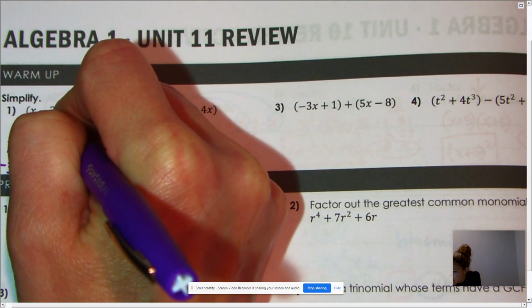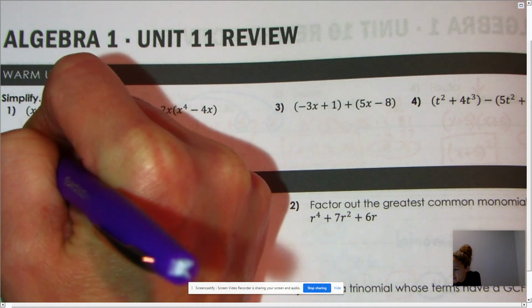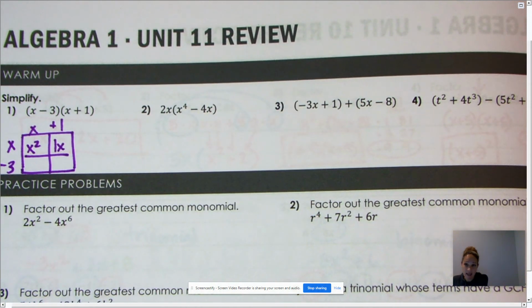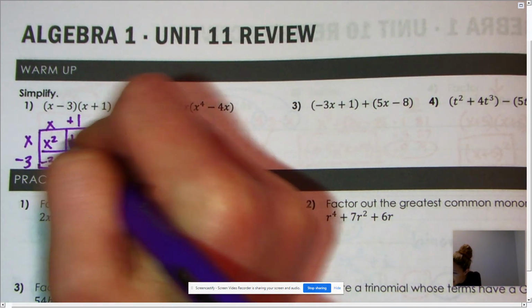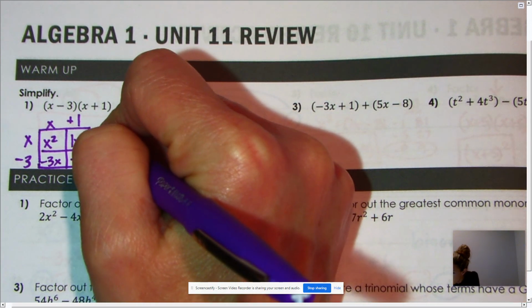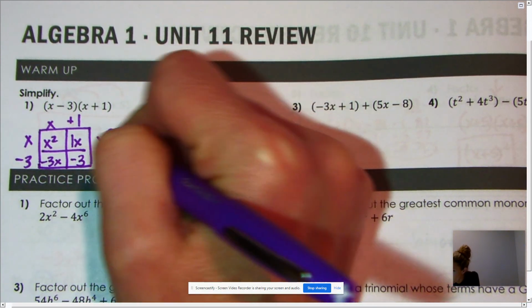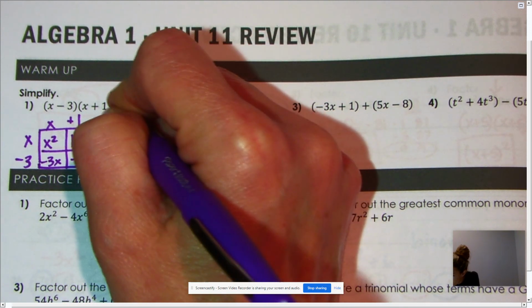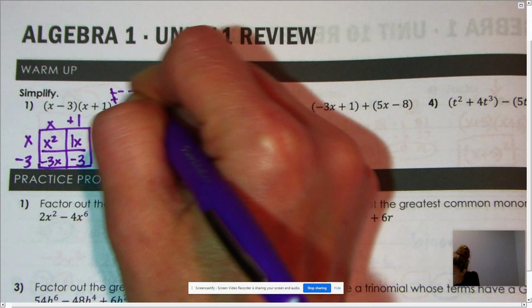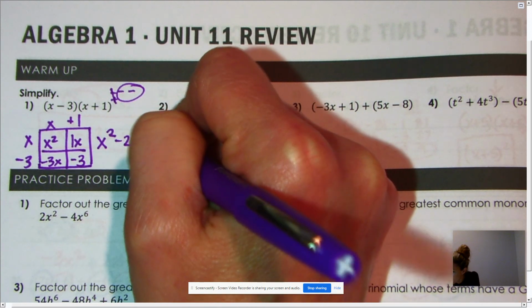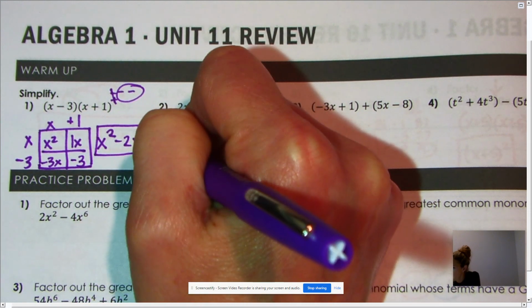x plus 1. So x times x is x squared. x times 1 is 1x, or you could just write an x. And then x times -3 would be -3x, and -3 times 1 is -3. So if I'm going to write this in standard form, I would put the x squared, -3 plus 1, so 3 minuses and 1 positive. I have 2 negatives left over, so -2x, and then I copy the -3. So that's the answer for that one.